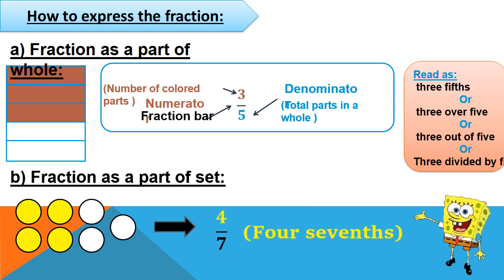The total parts, which are 1, 2, 3, 4, 5, 6, 7. So 4 over 7. I have 4 yellow and 7 the total balls. I can read it 4 over 7 or 4 sevenths.